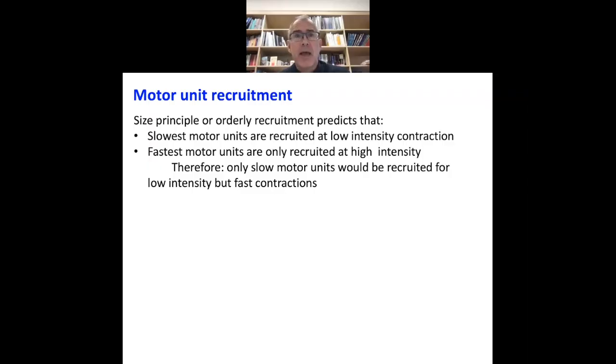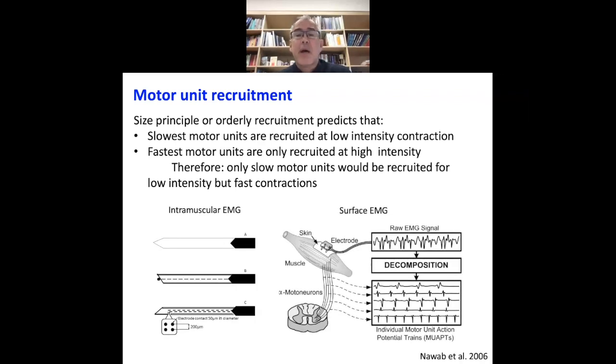Or why have we ended up in this situation that we've got our base plan as a size principle for motor recruitment? I think part of the reason is the way that motor recruitment was measured in some of the early studies.